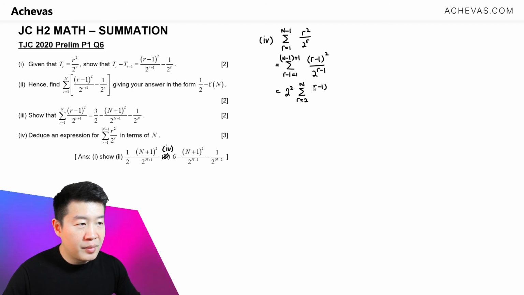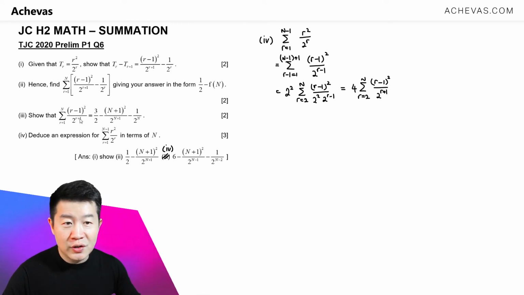And now we have r minus 1 square divided by 2 square, 2 to the power of r minus 1. So 2 square, this is equal to 4. So 4 summation r starting from 2 to n of r minus 1 square divided by 2 to the power of r plus 1. And so we have the exact same expression as this, except that here it starts from 2, but what we have previously starts from 1.